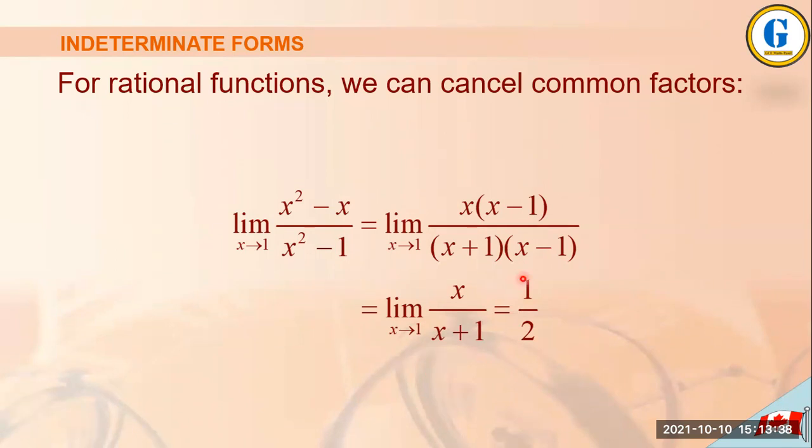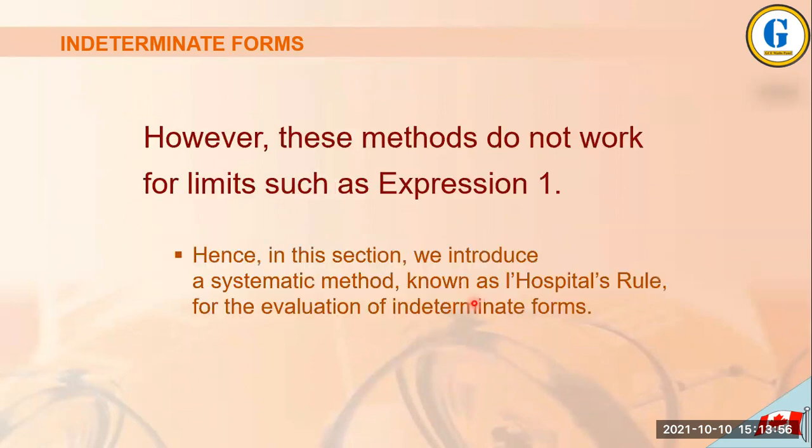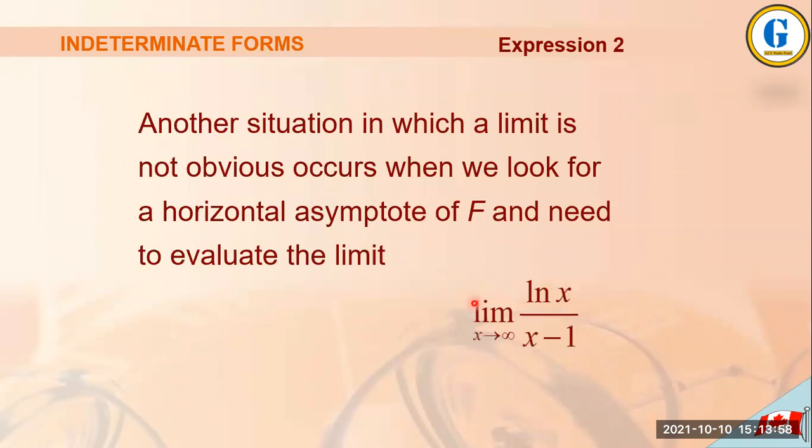This is using the algebraic trick, which we have used before. So this is the limit for this function. We can equally use geometric arguments to show this. We have used this one before, the algebraic tricks. The limit as x tends to 0 of sine x on x is equal to 1. So let us see another situation of a limit, this other one.